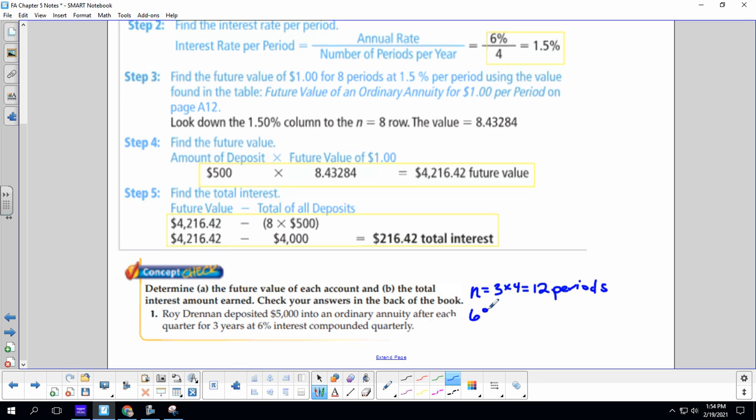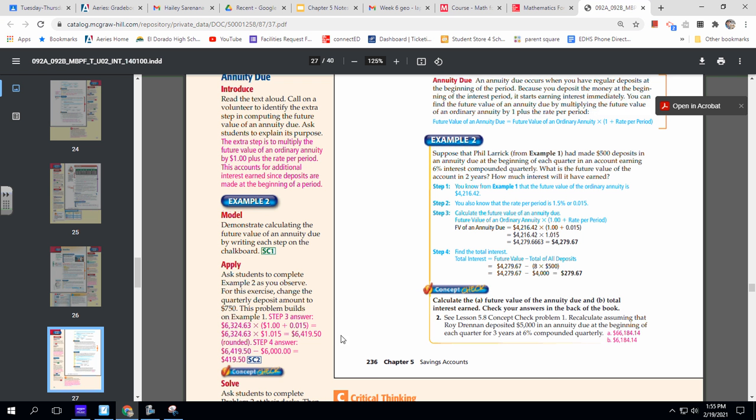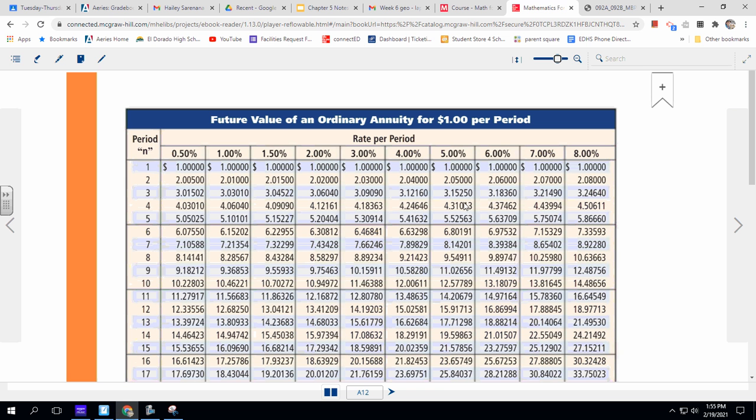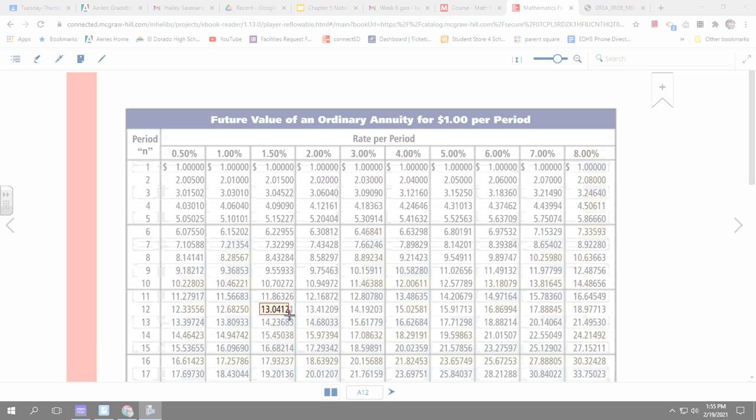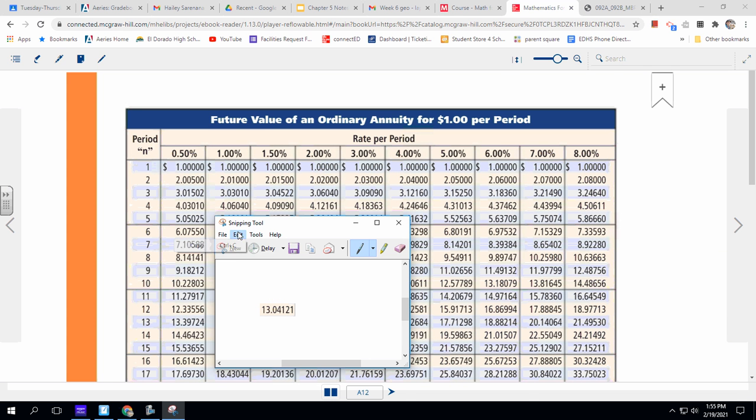And then we take this 6% and we divide it by 4 because the 6% is for the year, but we're compounding it quarterly. And we get 1.5%. So now we hop back over to our book. We look at 1.5%, 12, let me pull that number. 12 and 1.5% is 13.04121.